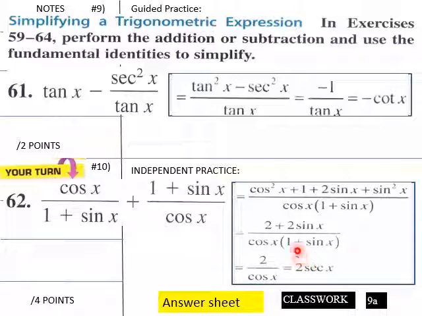So by factoring out a 2, this would become 1 plus sine x, and then that will cancel. And then we're left with 2 up here in the numerator. 2 over cosine x will simplify into 2 secant x.